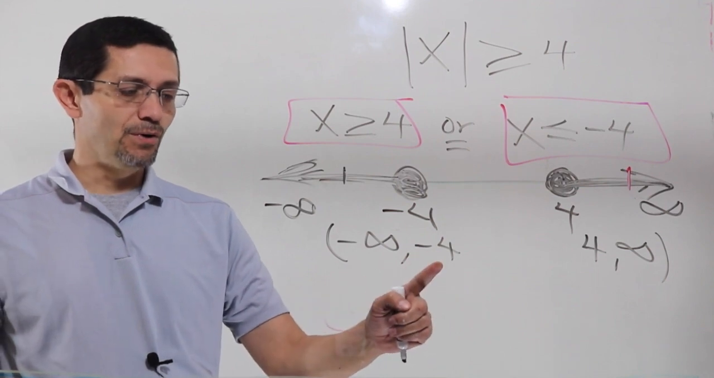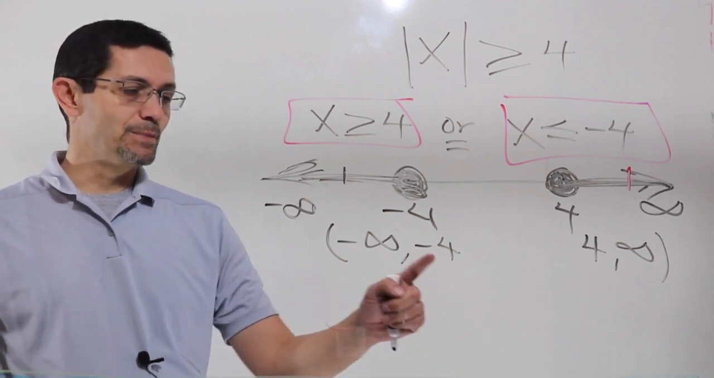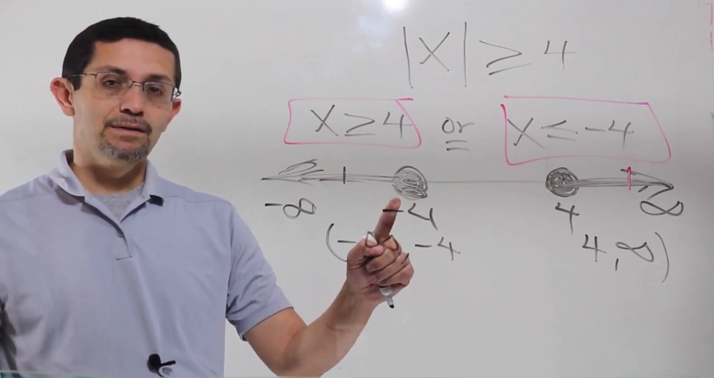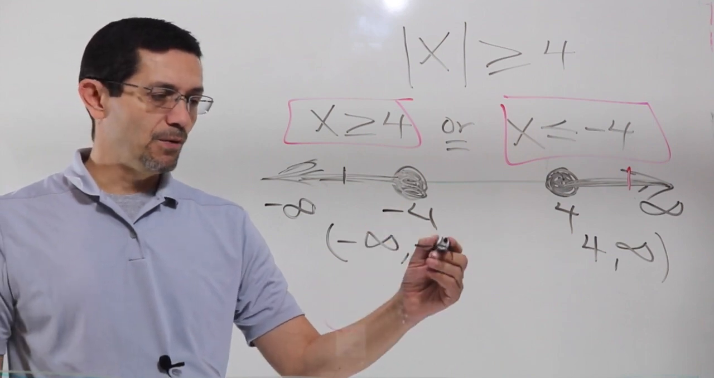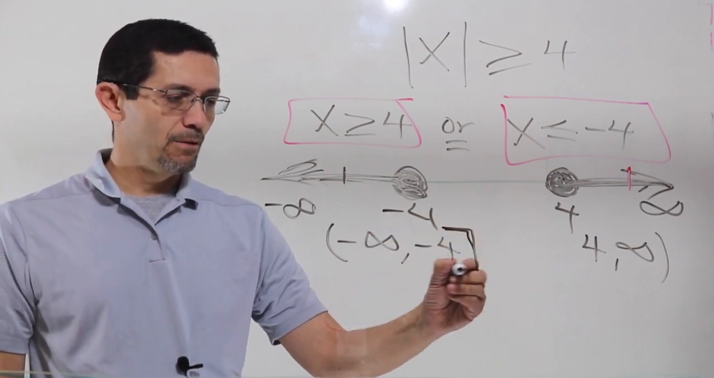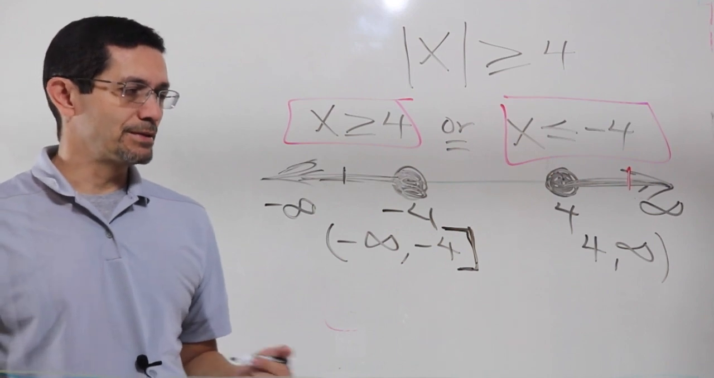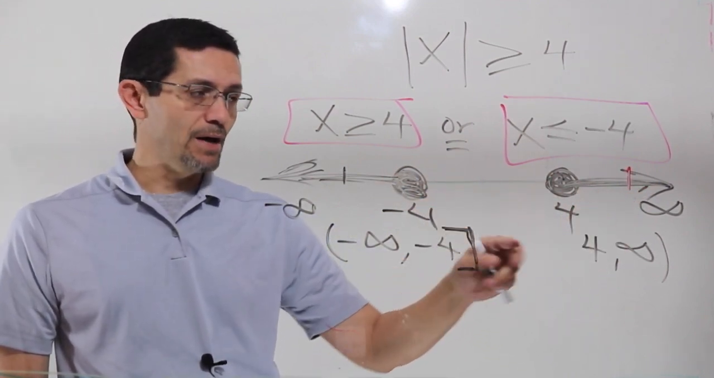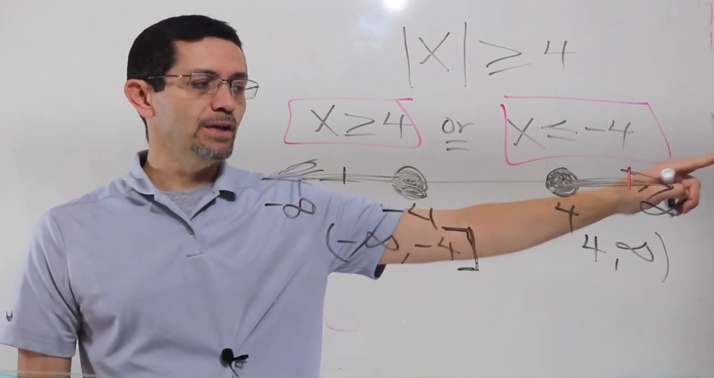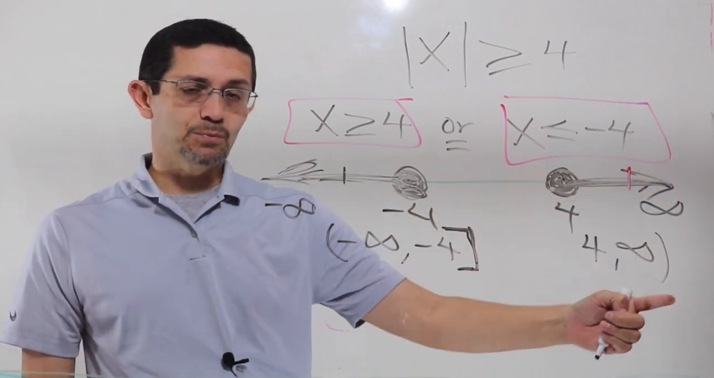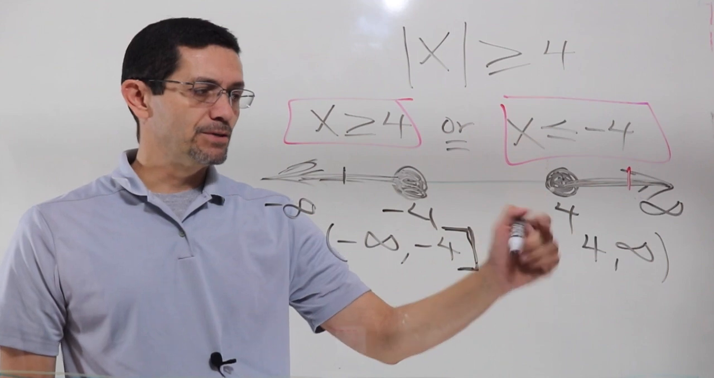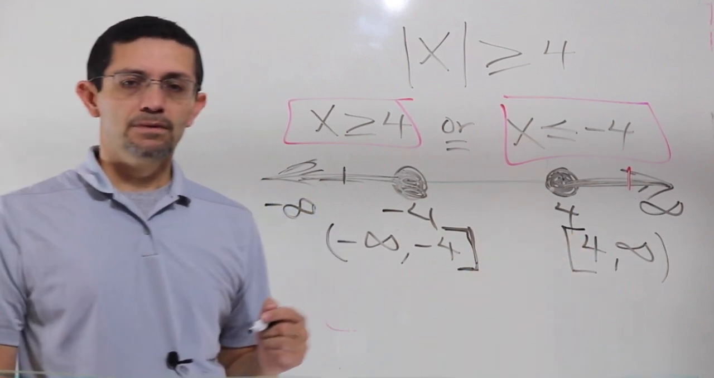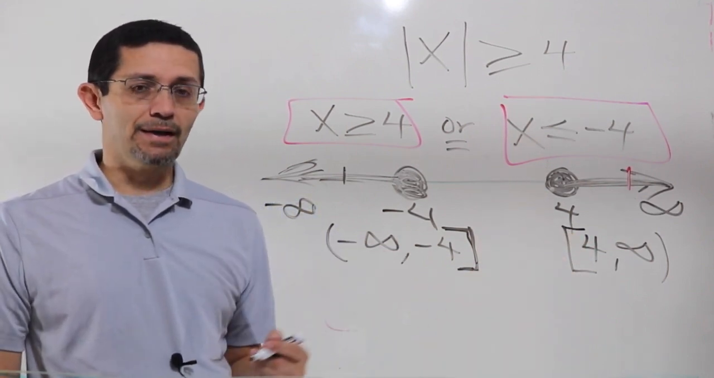-infinity to -4. My infinity will have a parenthesis. My -4, I go back. It's closed, it's solid. Therefore, it has a bracket or square parenthesis. Here on the other side, it starts from 4 because we're looking at the graph. It starts from 4 all the way to infinity. 4 to infinity, infinity has a parenthesis. What about the 4? It's closed, therefore it's a square bracket.